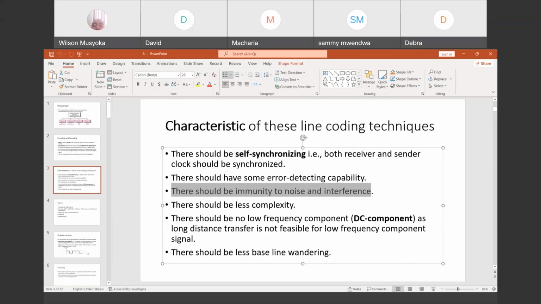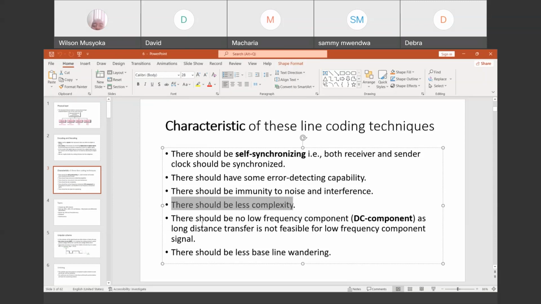Then we also say that there should be less complexity. They should be as simple as possible, meaning that the way they are going to encode and decode the data should be simple. Because if it is complex, then you are taking a lot of processing time to do the encoding and decoding, and that is a resource that needs to be valued in a computer system.